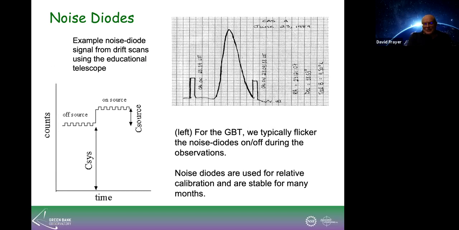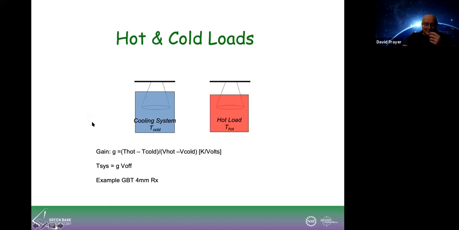For the GBT, what we do is we flicker the noise diodes on. If you take an off and on source, the data would look something like this, where these counts here, your blank sky, correspond to your system temperature. You see this sawtooth here. That's the on minus off of the noise diode. And then you go on source, and the source goes on, so your data looks something like that. But the idea here is you know how bright the noise diodes are, so you know this scale factor, and from that you can estimate how bright your sources are.